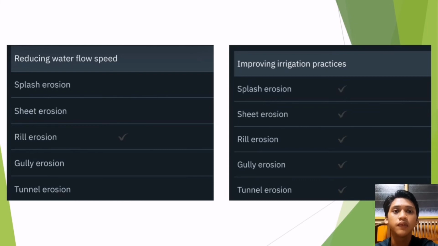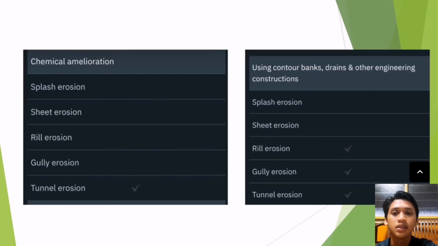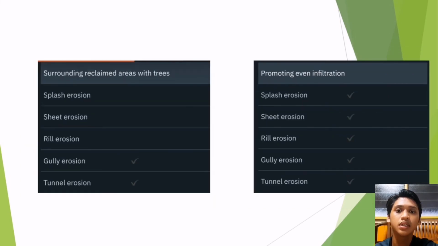Number 4, improving irrigation practice. Number 5, ensuring correct soil moisture during tillage. Number 6, hardening soil surface. Number 7, chemical amelioration. Number 8, using contour bank, drains, and other engineering construction, and surrounding reclaimed areas with trees. And the last, promoting even infiltration.